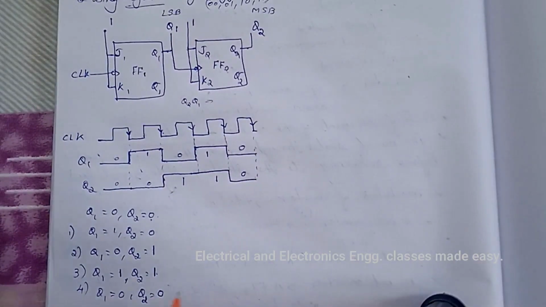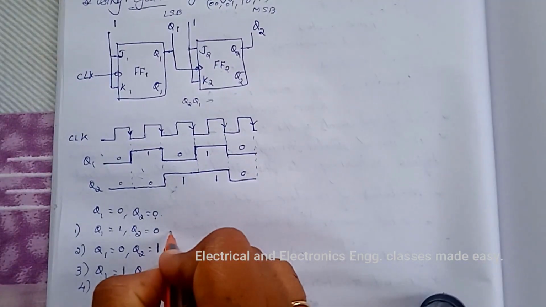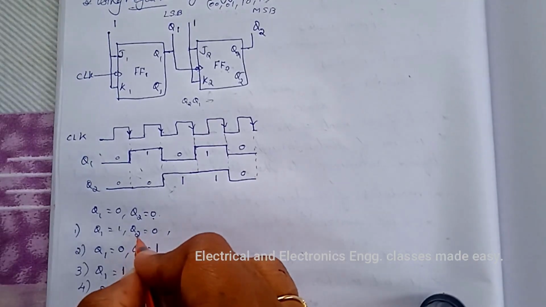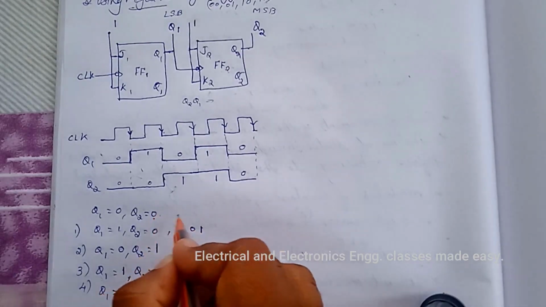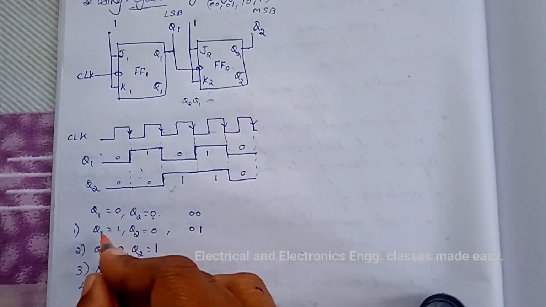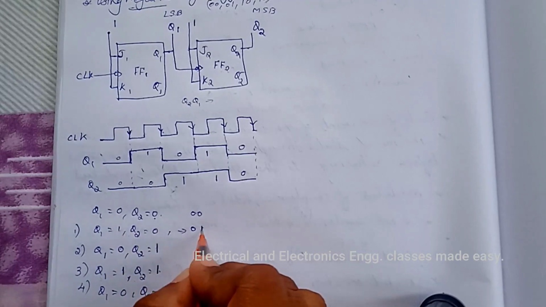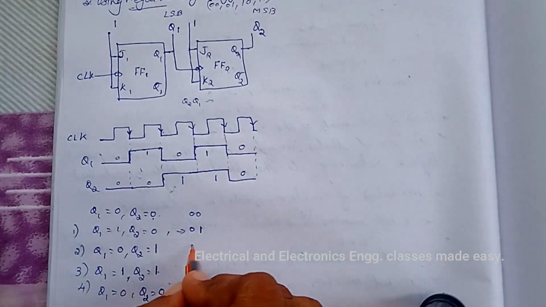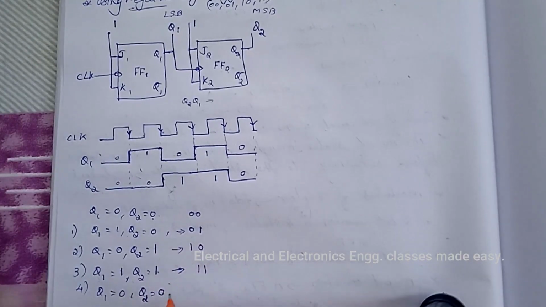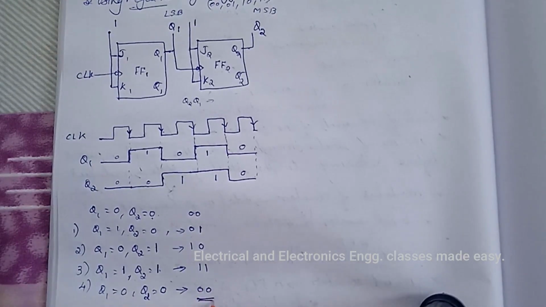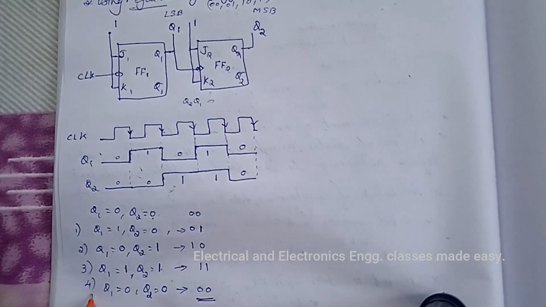So in the first clock pulse, Q2 is the MSB, so we can write 0, 1. So this is the first clock pulse result. Then next is 1, 0, and this is 1, 1, and this is 0, 0. So 0, 0 is the state of the counter after the fourth clock pulse.